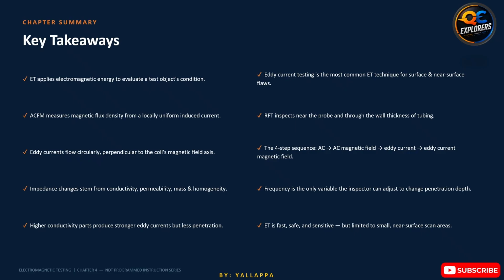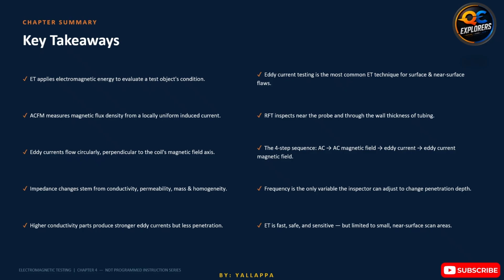Next, we examined how eddy currents behave. These currents flow in circular paths that are perpendicular to the magnetic field generated by the inspection coil. Their strength is greatest at the material surface and decreases with depth due to the skin effect. One of the most important concepts to remember is the four-step induction sequence. Alternating current flows through the coil, creating a primary magnetic field. This field induces eddy currents in the conductive material, and those eddy currents then generate their own secondary magnetic field that opposes the primary field.